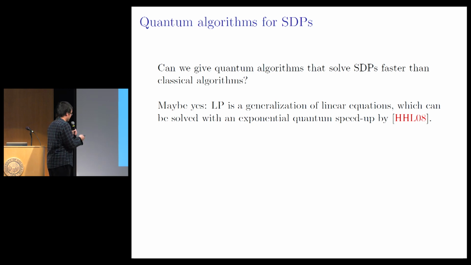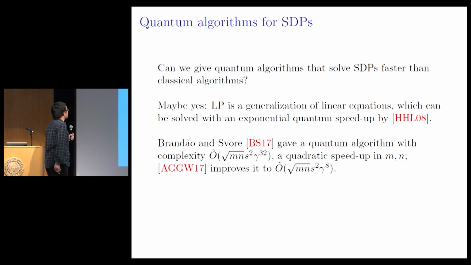Actually, our work is not the first work to give a quantum SDP solver. At QIP a couple of years ago, Brandão and Svore gave a quantum algorithm with this complexity. You see that it's basically a quadratic speedup in the number of constraints M and also the dimension n. Later on, there is a follow-up paper by van Apeldoorn et al. that improves the complexity, basically improving the error dependence to be something much better.